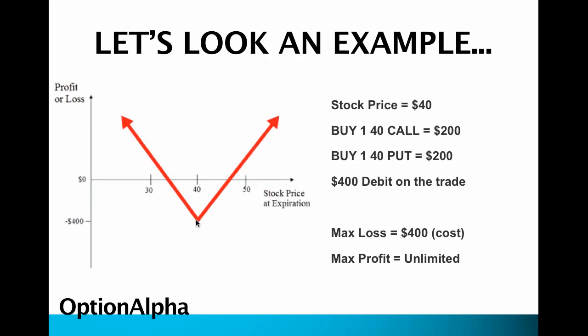Now the maximum profit potential is unlimited because these arrows go up, as the stock price can go up as high as it wants to go. There's no range bound to the high side. The low side, it's only range bound to 0, in which case you'd still make a really good profit.